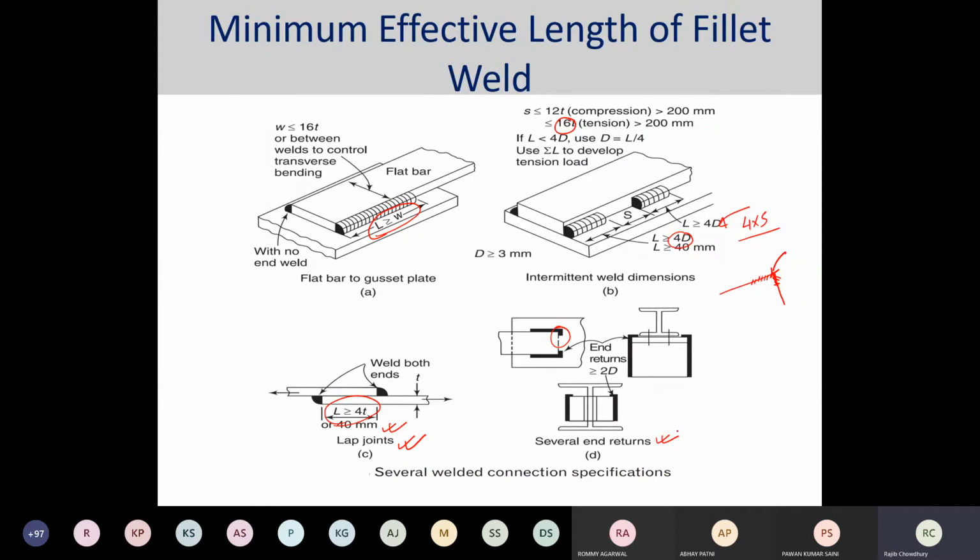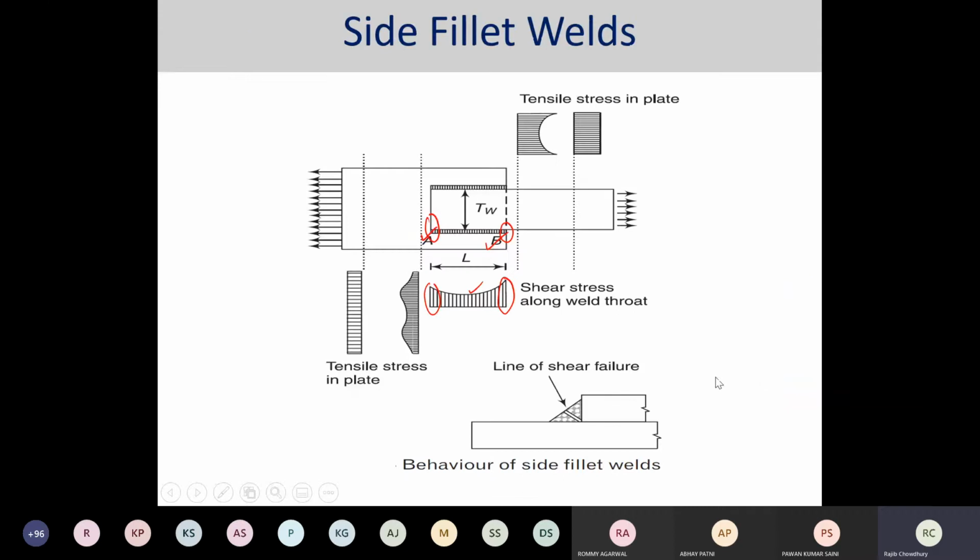And obviously, when we talk about the end return part, this is called a return from the end. This end return is always to be provided 2 times d, where d stands for the size of the weld. It is observed in practical scenarios that many designers avoid this kind of end return, but to be frank, end returns are required in order to ensure that there is no stress concentration or huge jump in the stresses over there.